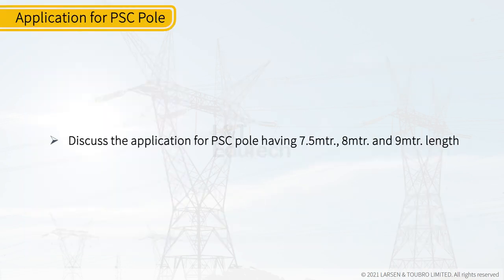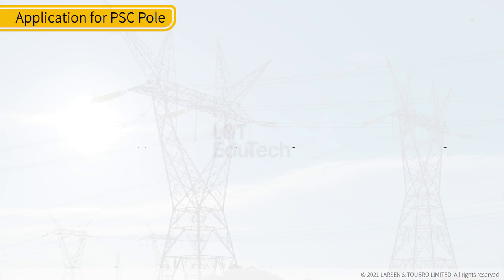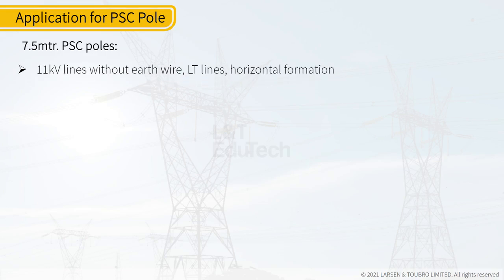Now let's discuss the application for PSC pole having 7.5 meter, 8 meter and 9 meter length. Its applications are as follows. 7.5 meter PSC poles: 11 kV lines without earth wire, LT lines horizontal formation. Reference to REC construction standards A4, B5.